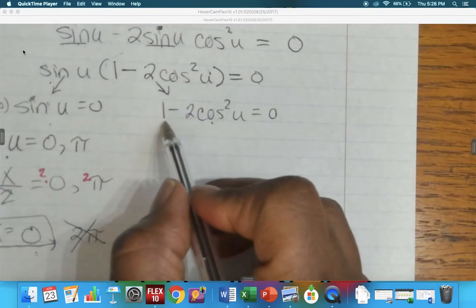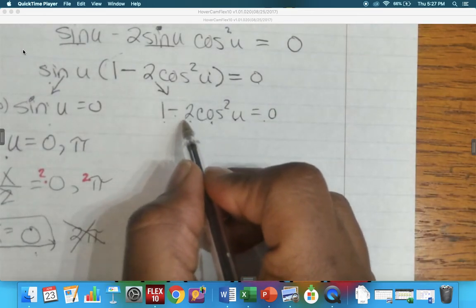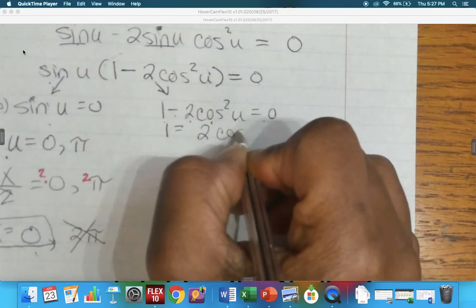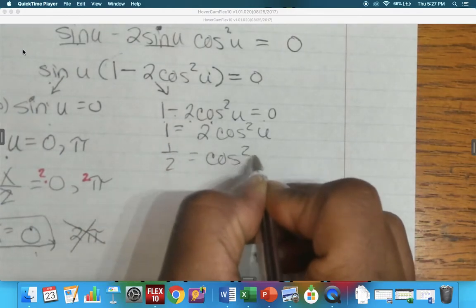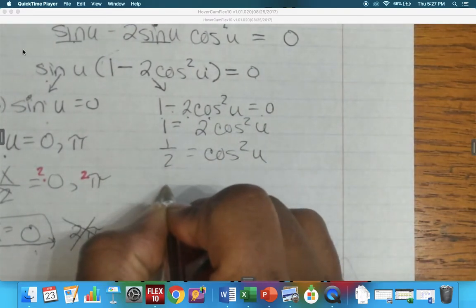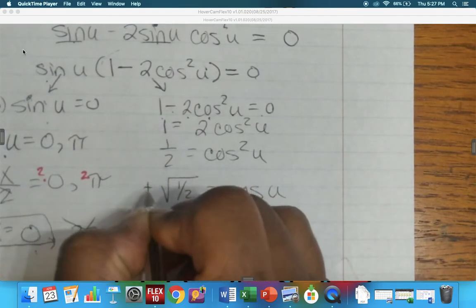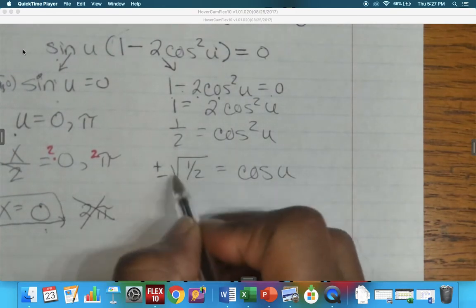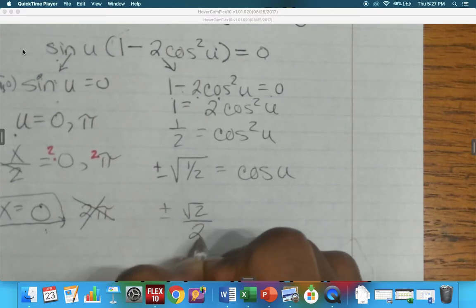All right, so 1 minus 2 cos squared u equals 0. I'm going to solve that one again. If I add 2 cos squared to both sides, I end up with 1 equaling positive 2 cos squared u. And then I'll divide by 2 on both sides, cos squared u equals 1/2. And then I can square root, so I get the square root of 1/2 equals cos. And because I took the square root myself, that means I have the plus or minus. All right, but we know that the square root of 1/2 is the same thing as root 2 over 2.